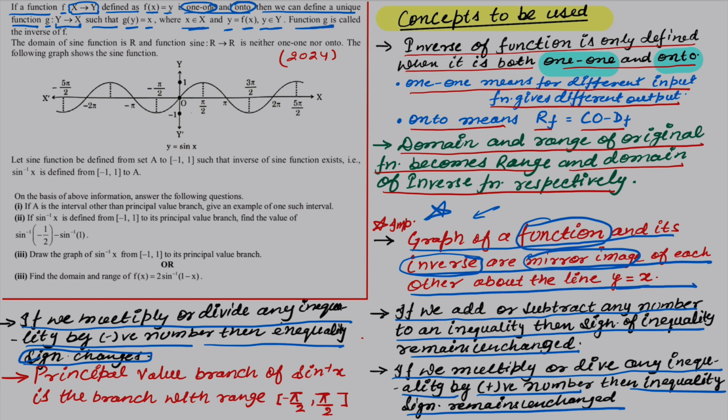Function g is called the inverse of f. The domain of the sine function is R, and the sine function defined from all real numbers to real numbers is neither one-one nor onto. The following graph shows the sine function.